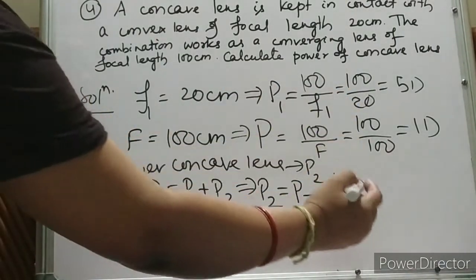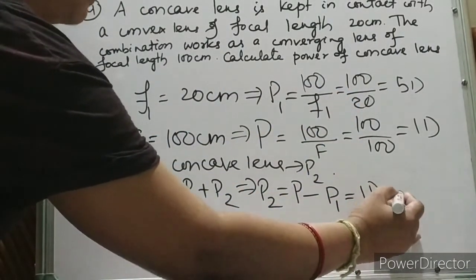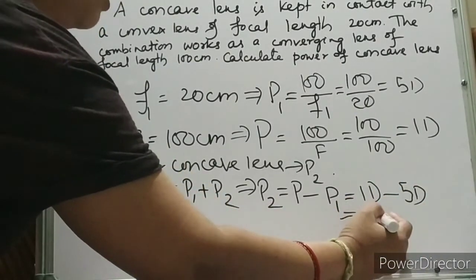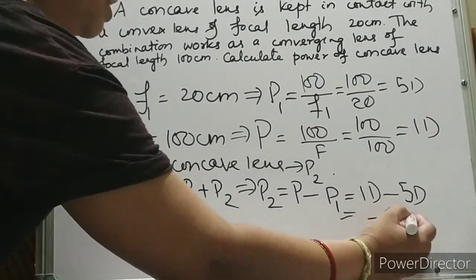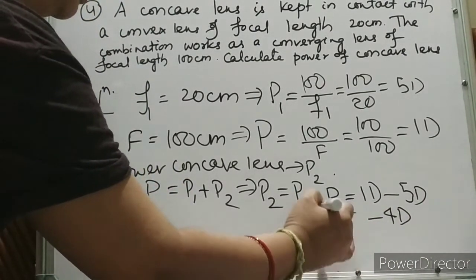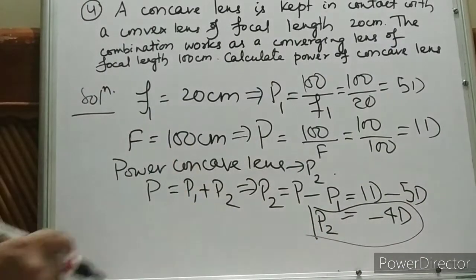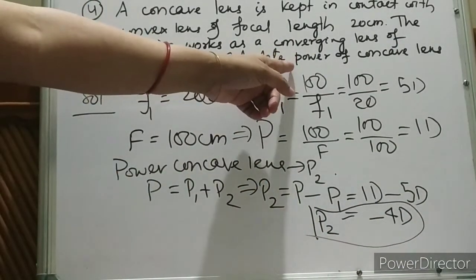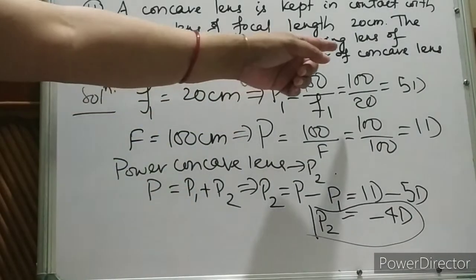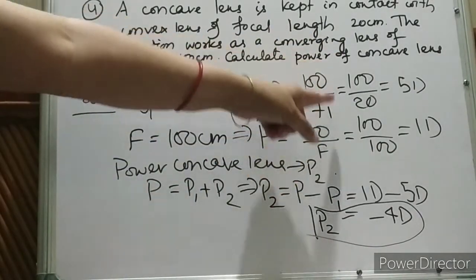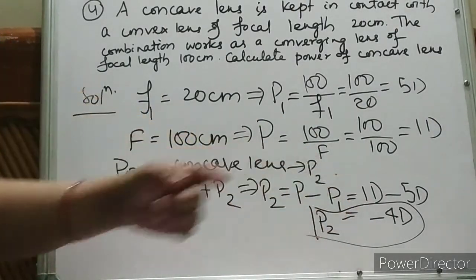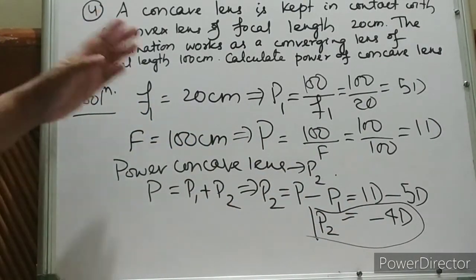P is given, 1 diopter. 1 diopter minus 5 diopter. This is now minus 4 diopter. This is your P2. Is it clear? P2, the required power of the concave lens, is minus 4 diopter. You know the power of a concave lens is negative. We got it also with the negative sign. Is it clear, children?